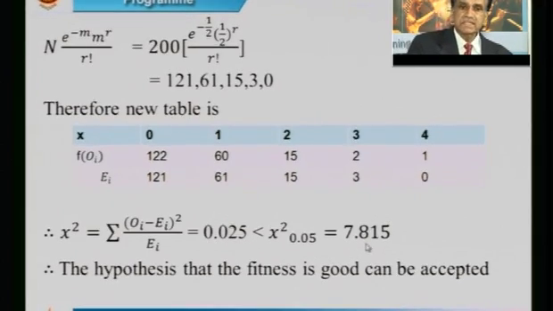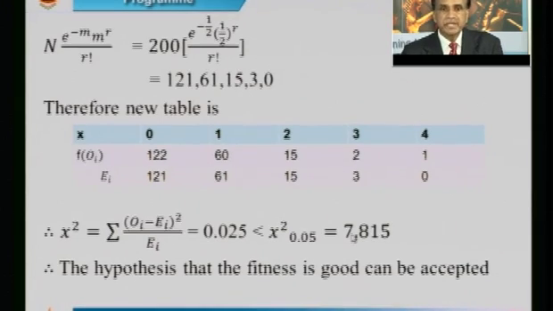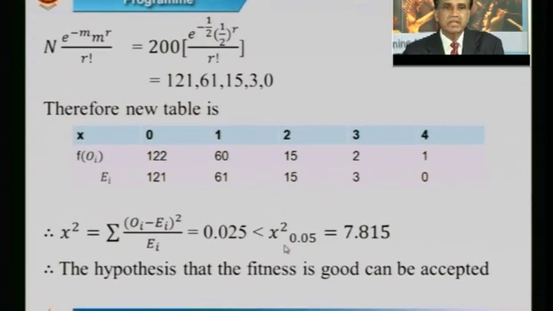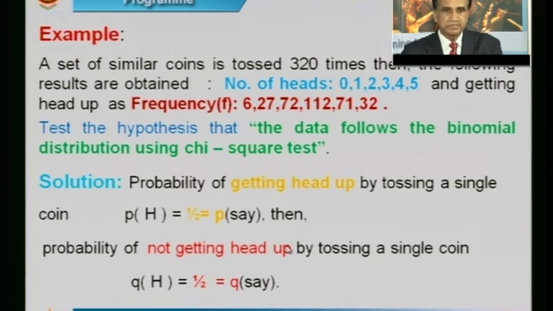And the table value is 7.815, and as usual the conclusion in this problem is similar to the previous problem. Easily you can declare that the hypothesis of fitting the Poisson distribution may be accepted, because the calculated value comes out less than the table value. We will go to another situation.